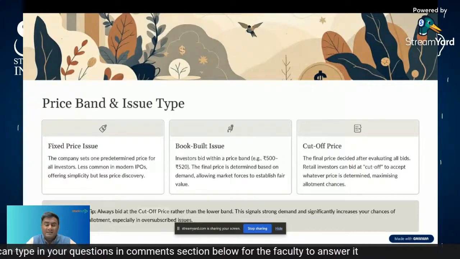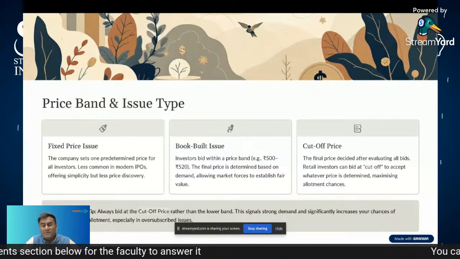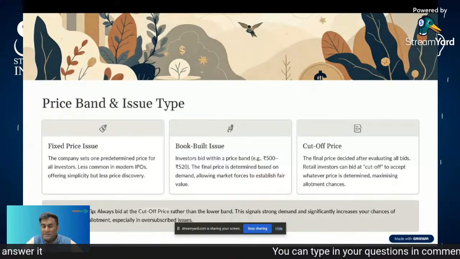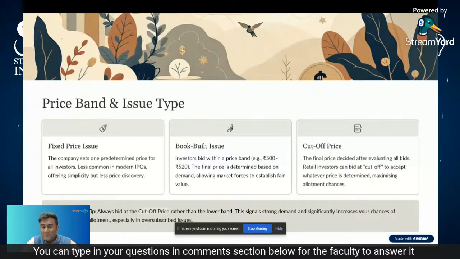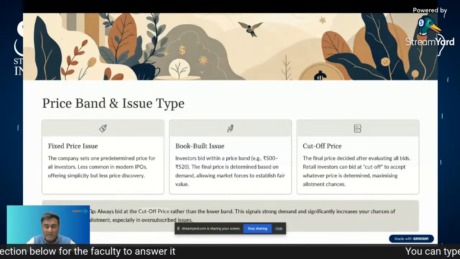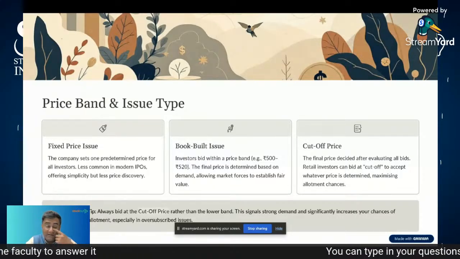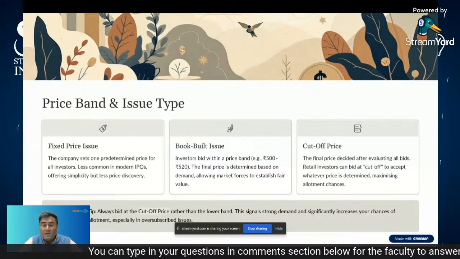Price bands and issue types. If it's a fixed price issue, the company sets one predetermined price for all investors, less common in modern IPOs, offering simplicity but less price discovery. So this kind of an IPO is a rarity, friends. Okay, I don't recollect the last IPO that I filled with a fixed price issue. What we follow in India mostly is your book built issue.